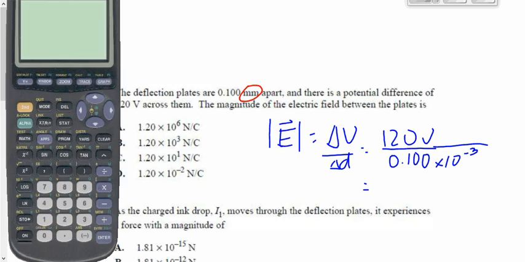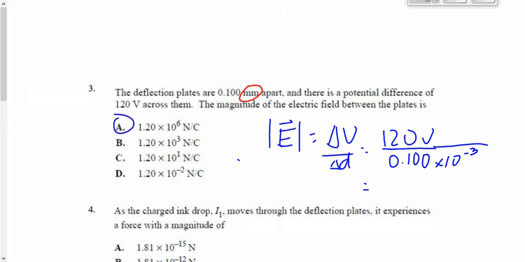When you do this, I'm going to pull out the calculator for this one. Make sure that you use the notation that I use on the calculator. Don't do this. Don't say 0.1 times 10 to the negative 3. That's going to give you the wrong answer. Your calculator assumes that 10 to the minus 3 is multiplied by everything there. If you make it 120 divided by 0.1 EE minus 3, then your calculator knows that the exponent goes with the 0.1. We do that, we get 1.20 times 10 to the 6 newtons per coulomb. The answer is A.